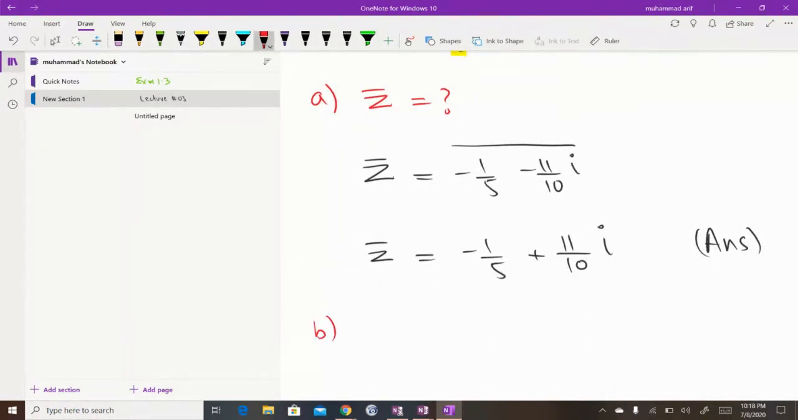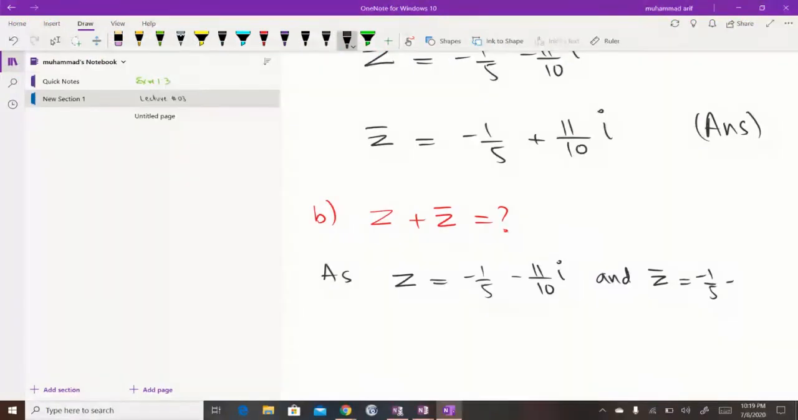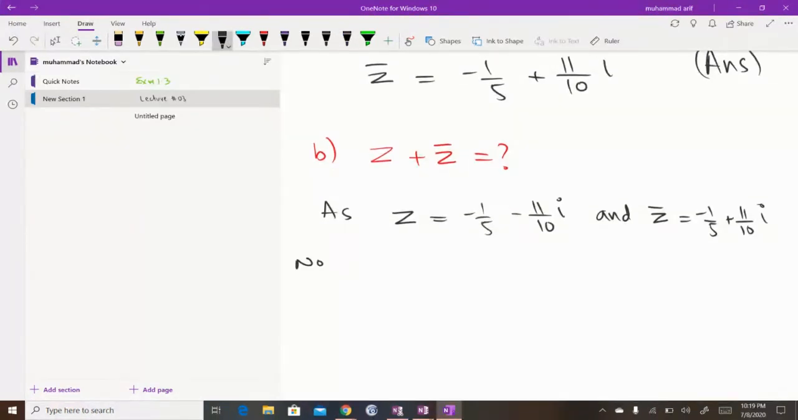Now in B part we are to calculate the value of z plus z conjugate, as z is equal to negative 1 by 5, negative 11 by 10 iota, and the second one, z conjugate, is equal to negative 1 by 5, positive 11 by 10 iota. Here we are to calculate z plus z conjugate. What is z? Z is negative 1 by 5, negative 11 by 10 iota. And what is z conjugate? Negative 1 by 5, positive 11 by 10 iota.